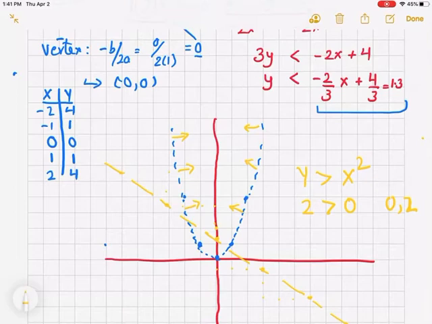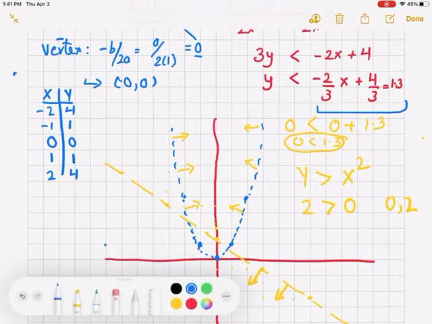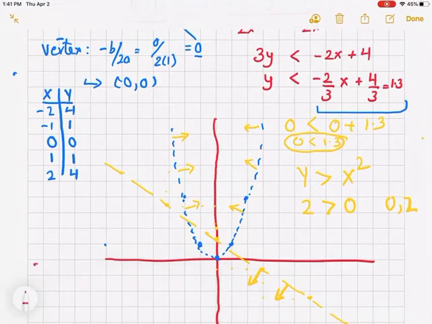For the other one, since 0, 0 is not on the line, I can pick 0, 0. So 0 for y, 0 for x. 0 is less than 1.3, which is also true. So it means I need to shade towards 0, 0, which is on this side. Let's pick a different color. Now let's take red, which is on this side.